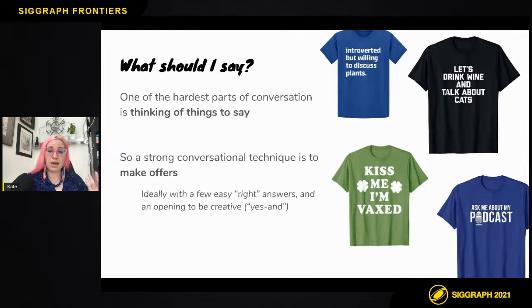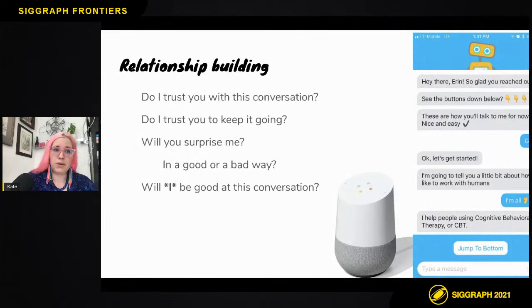So yeah, when we're building a relationship with somebody through conversation, let's say that they've accepted my offer and we've started a conversation, both conversers are in their mind thinking of a couple of things. Like, do I trust this person with this conversation? Is this going to be a hard conversation, an easy conversation? Do I trust this person to keep it going? Or am I going to be the one doing all the heavy lifting for this conversation? Is this person going to surprise me?